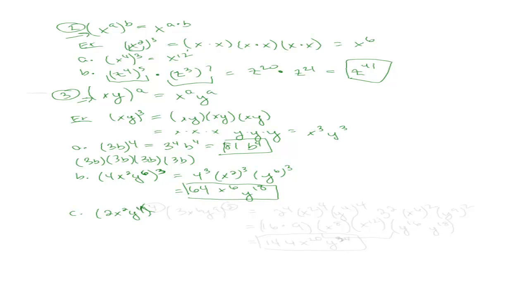2x squared y to the fourth times 3x to the 6 y to the 9th squared. Alright, I have a big combination of multiple rules here. So let me do them. Which y? The first one or the second one? What's your small one now? 4th. Oh, sorry. It's okay.